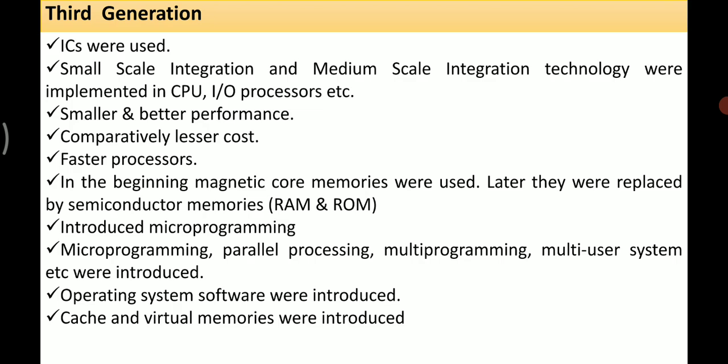Cache and virtual memories were introduced. We know that cache memory makes your main memory appear faster than it really is. Cache memory is very fast compared to main memory, primary memory, or secondary memory. And virtual memory makes memory appear larger.